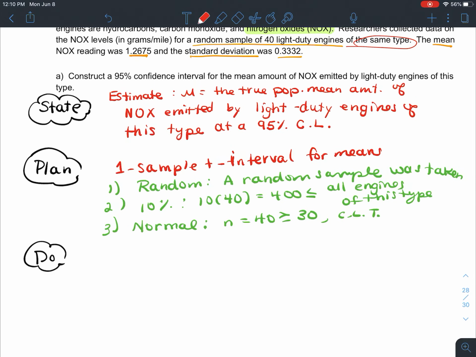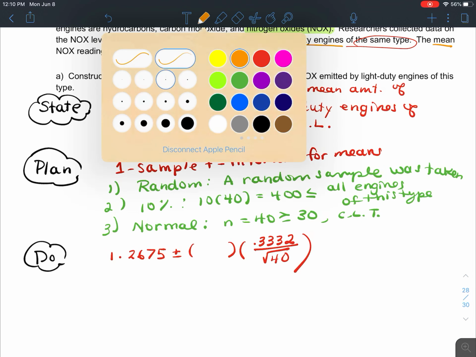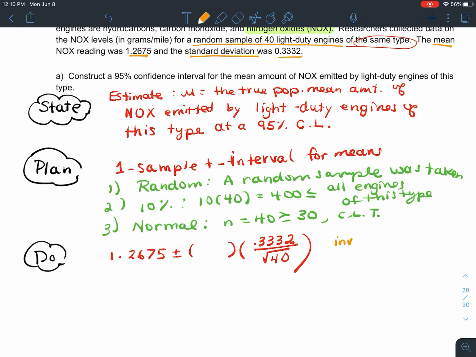So we're going to use, I had underlined these in orange up above, the sample mean, plus or minus, I'm going to leave a spot here for the t-score, times my standard error of my sampling distribution, that is sample standard deviation in the numerator divided by the square root of the sample size in the denominator.